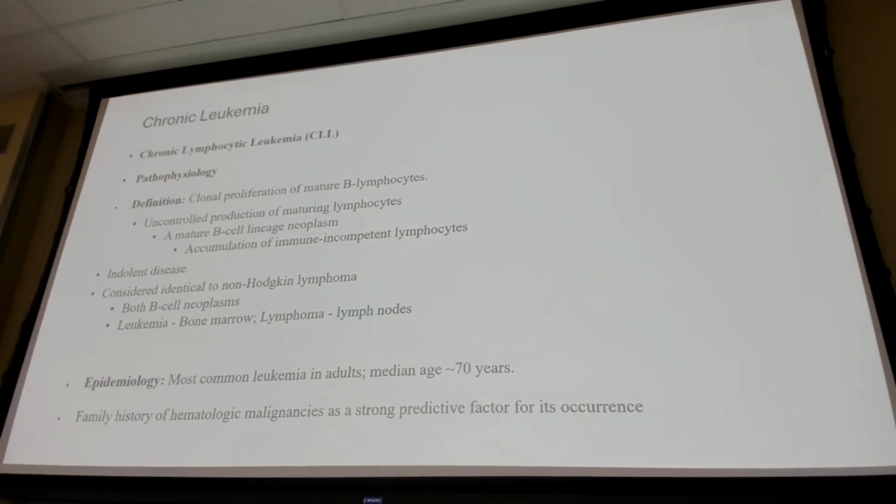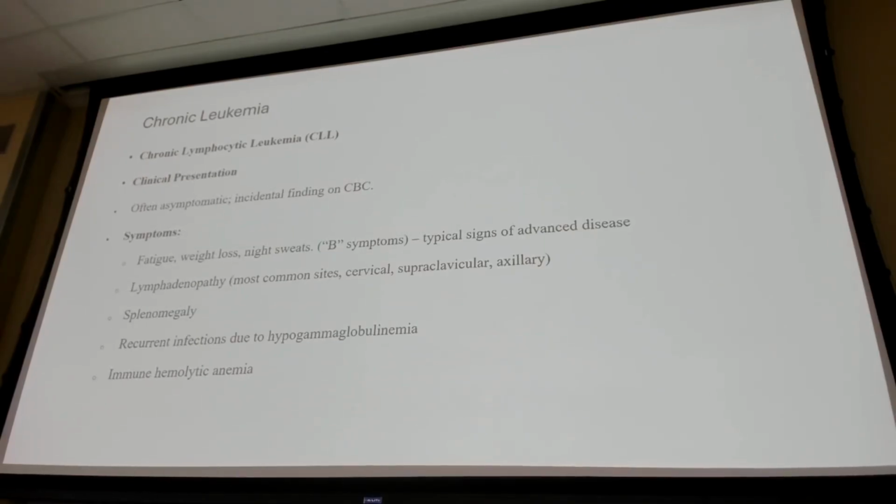Most common in adults. Most common leukemia in adults, over 70, family history, yes, tendencies, right? So again, part of your screening, right, history. Clinical presentation, CLL, often asymptomatic, incidental finding on your CBC.